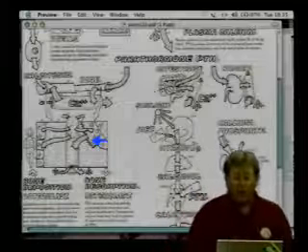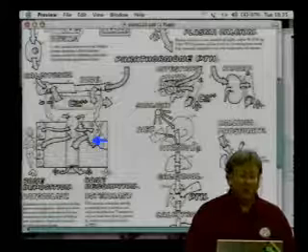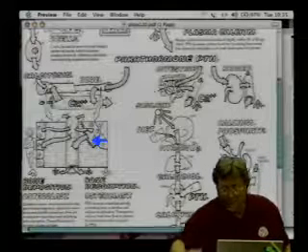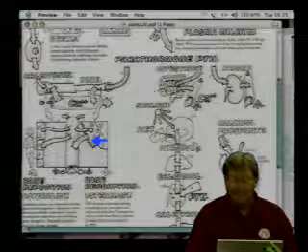Vitamin D, the third hormone involved in calcium regulation, is actually also considered a vitamin. Vitamin D3.